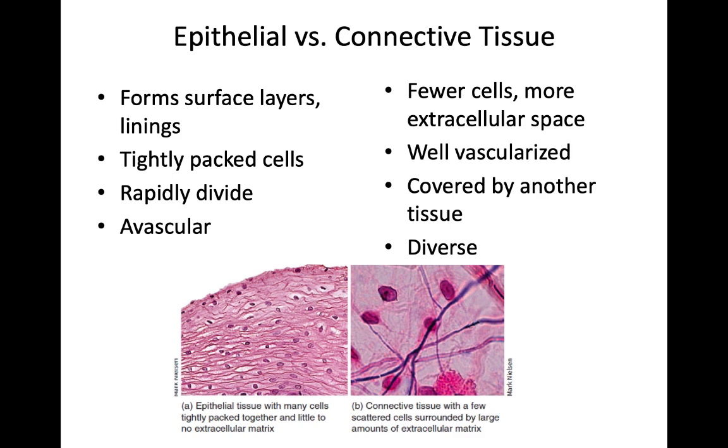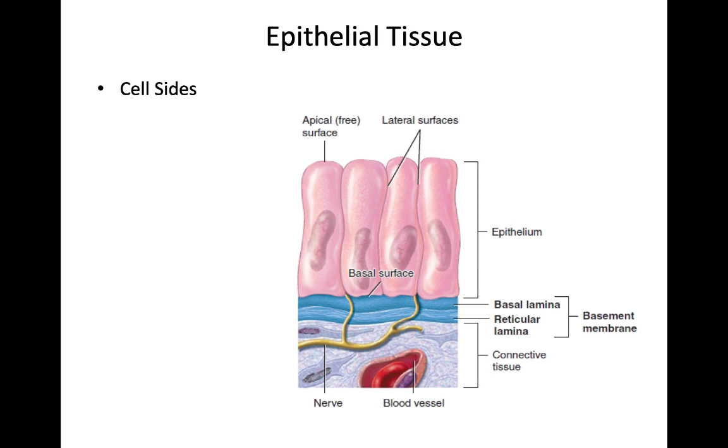Let's look at the anatomy of epithelial tissue next. Epithelial cells cover the body and line the hollow organs. The cells are arranged in sheets. You can see in this drawing that the epithelial cells are all standing up next to one another, like a little row of soldiers. Underneath the epithelial tissue is a basement membrane that anchors the cells down onto the underlying tissue. Under the basement membrane is the connective tissue.